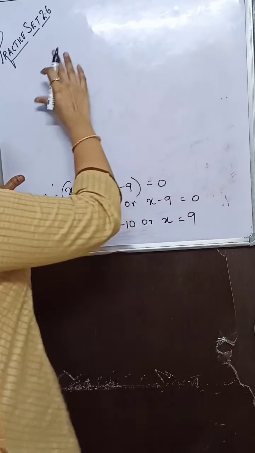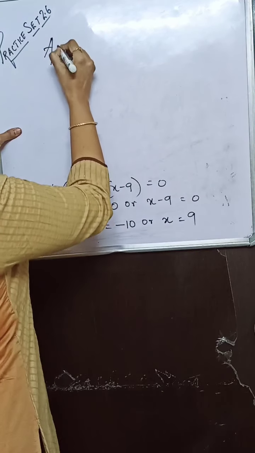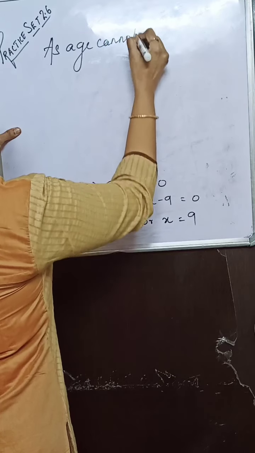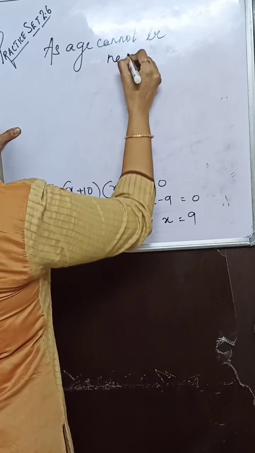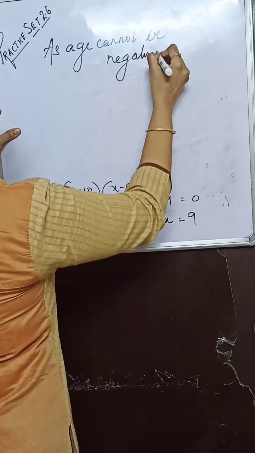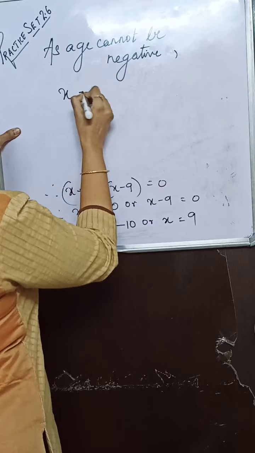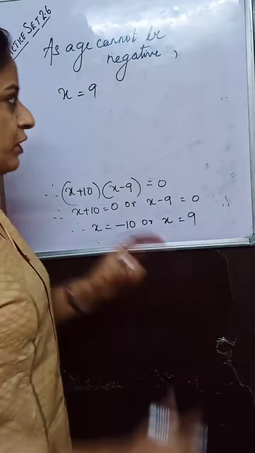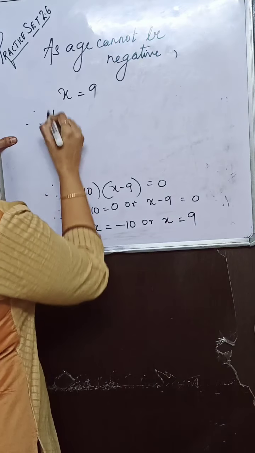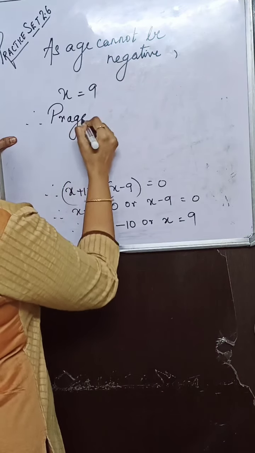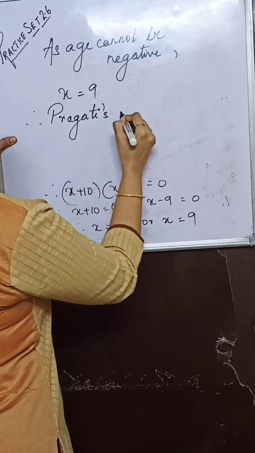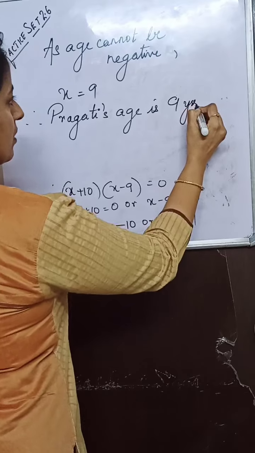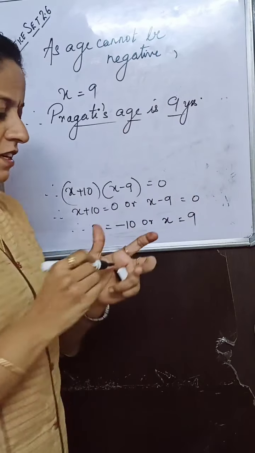So, I'll write the step here. As age cannot be negative, x is equal to 9. I'll take the positive value. x is equal to 9. Therefore, Pragati's age is 9 years.